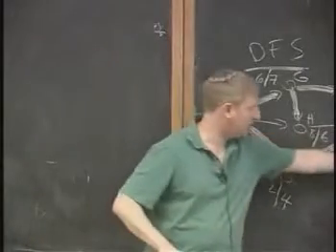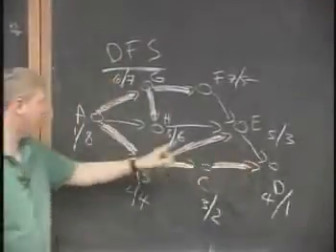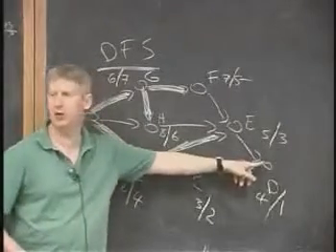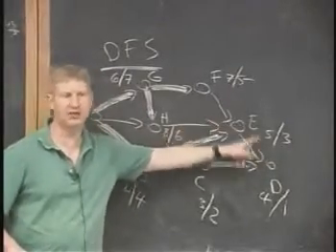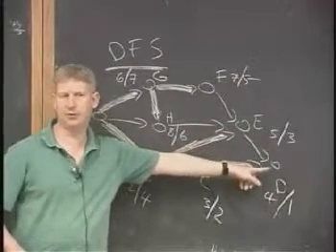What would an edge like this be called? Remember, we were here, here, here. We backed up here, here, here, here, and then we went over here. This edge is called a cross edge. It crosses from one end of a tree to the other end of a tree.